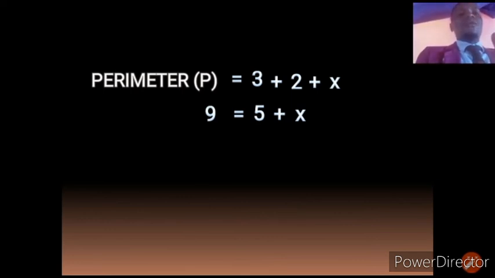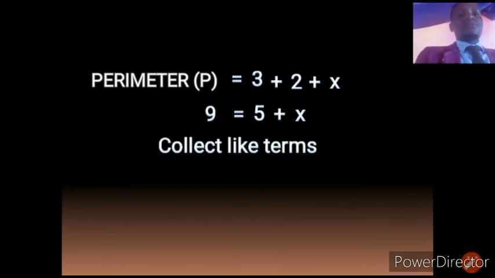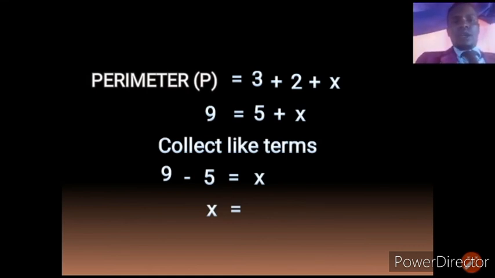Assuming 5 has a negative sign, when it moves across the equals sign, the negative sign will change to positive. Now my 5 is positive, so when it moves, it changes to negative. Therefore, I have 9 minus 5 is equal to x. So I've collected my like terms. Therefore, x is equal to 9 minus 5, which gives me 4 centimeters.